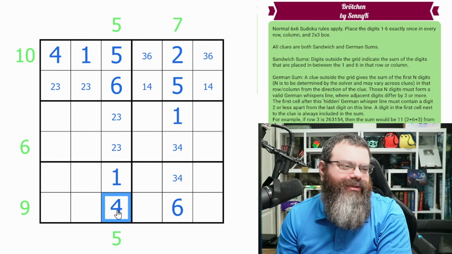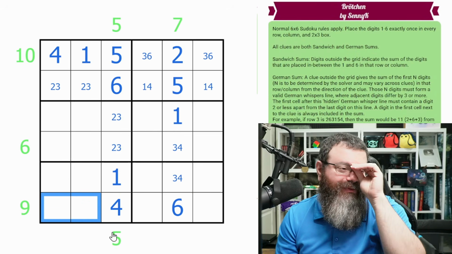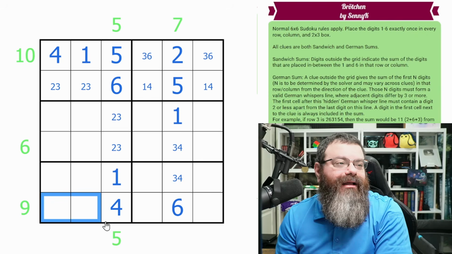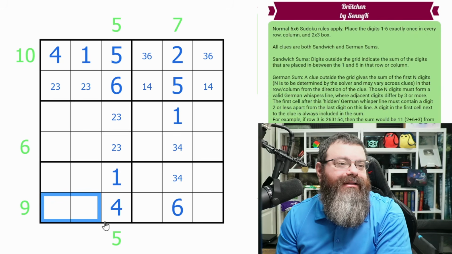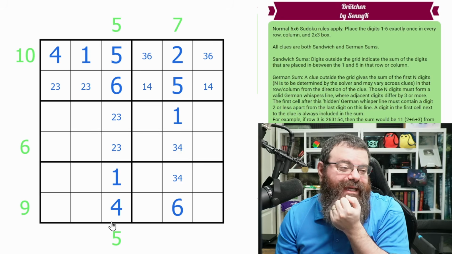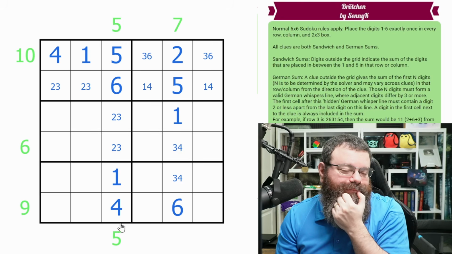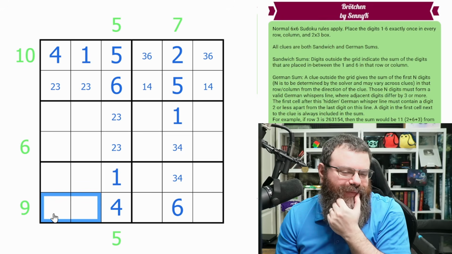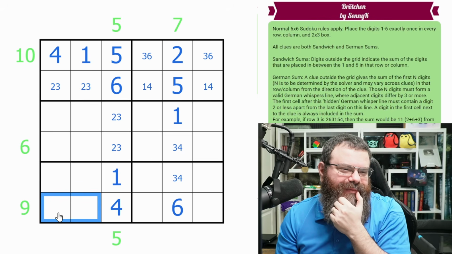So this 4 gets included. So these two need to add to 5. They can't. So what am I doing wrong? We certainly can't do 9 and 4. 3, 6, 4, 5 don't work. This 4 is included. These add to 5. Normally, I would say we add to 5 with a 1, 4.